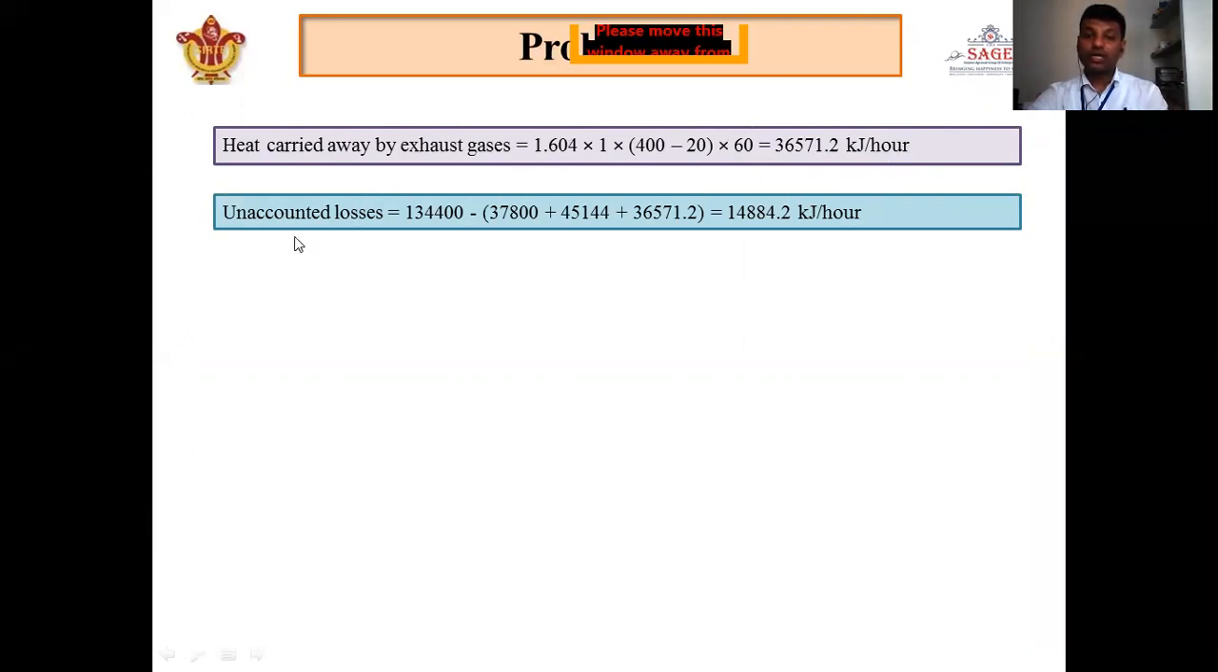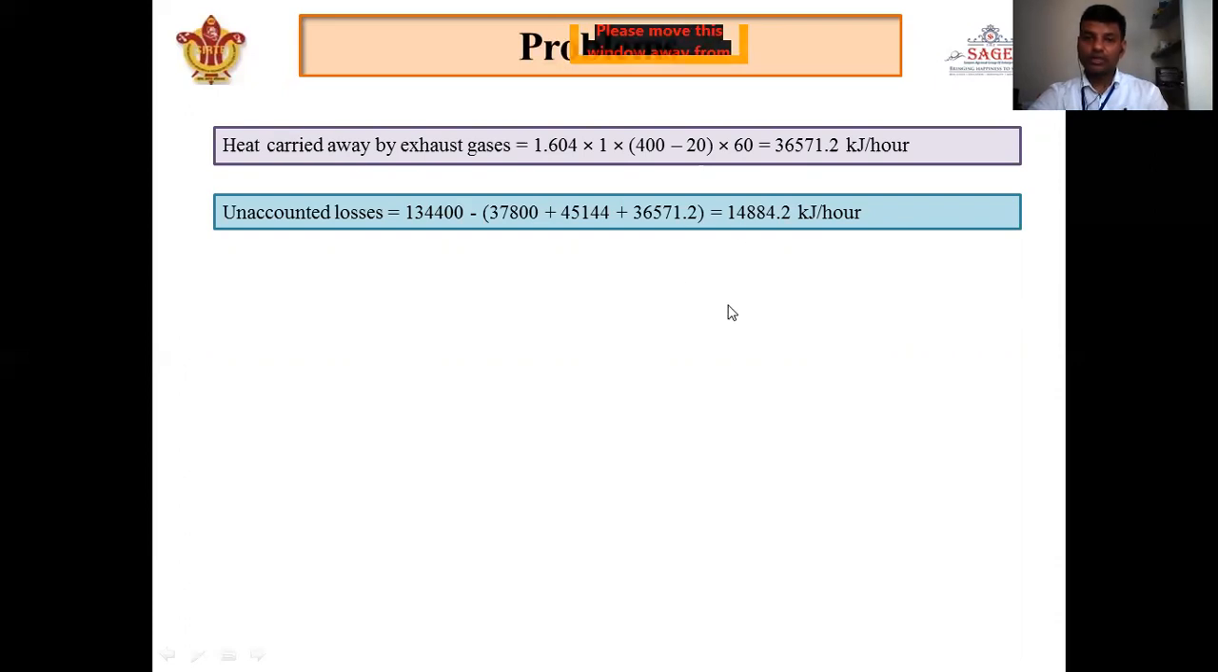To calculate the unaccounted loss, this much is the energy generated by the fuel, and these are the three things that we have calculated: the energy equivalent to brake power, the energy carried away by cooling water, and the energy carried away by exhaust gas. We sum these and subtract from the total energy supplied by the fuel to get the unaccounted loss. This is very simple. We get unaccounted losses as 14,884.2 kilojoule per hour. So the solution part is over.